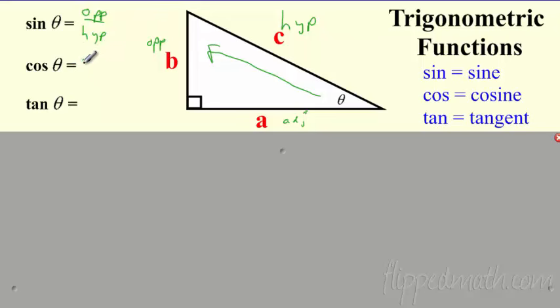So cosine is what? Cosine is going to be the adjacent side over hypotenuse. And the tangent is going to be opposite over adjacent. Excellent. So this is what our trigonometric functions are.